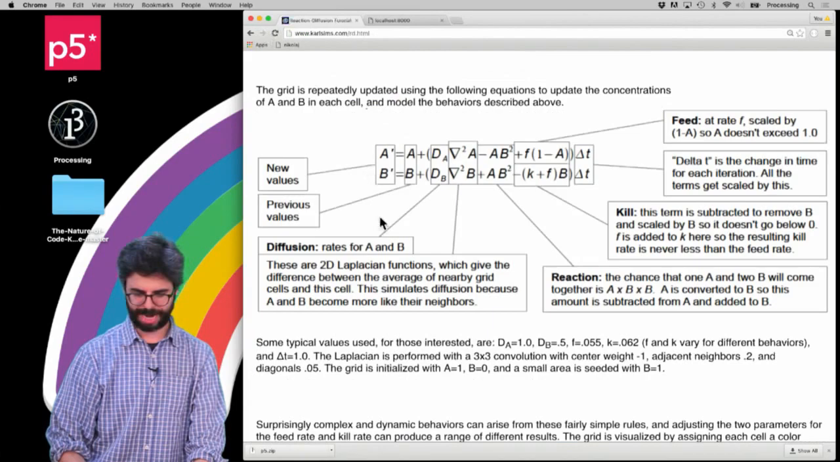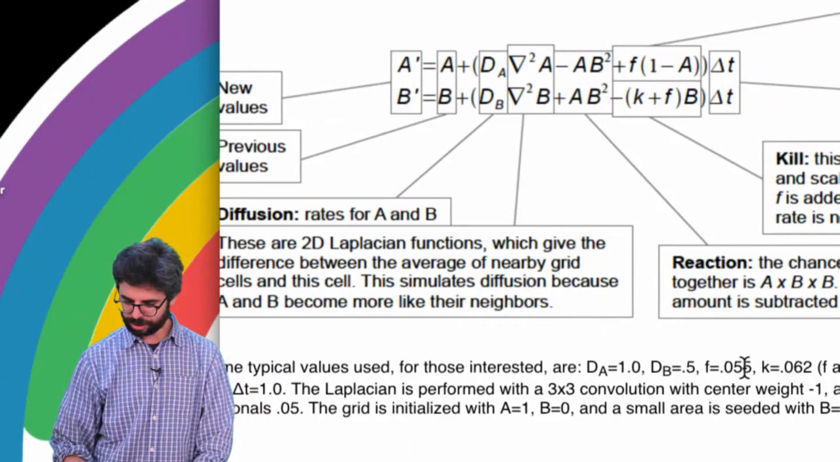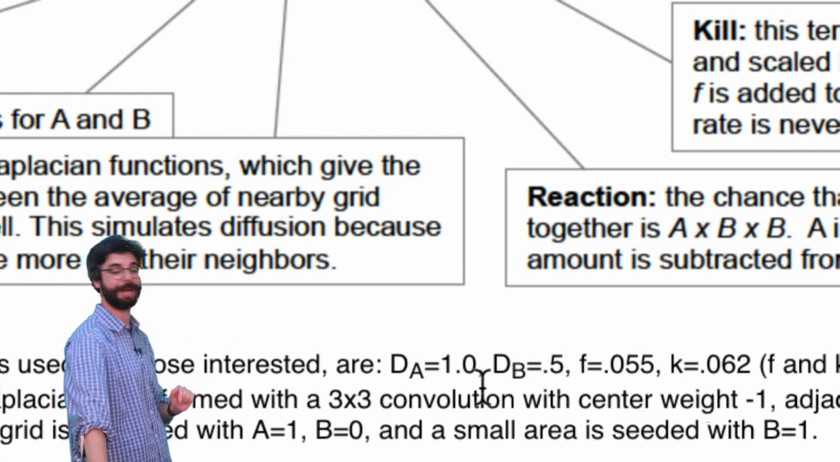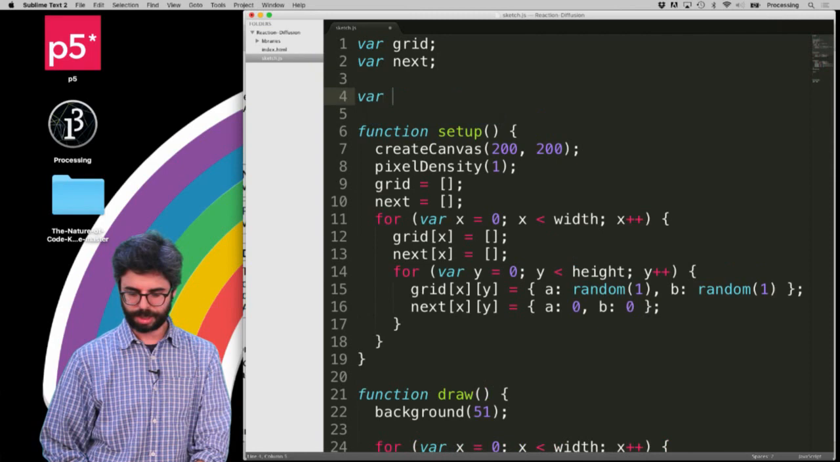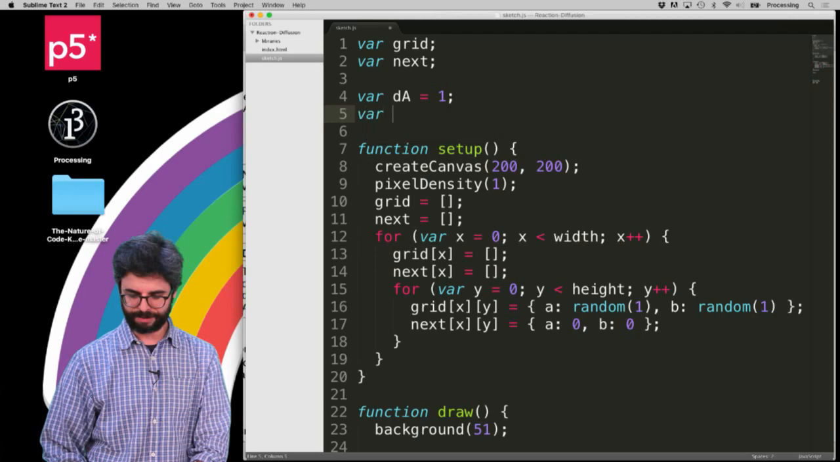So where are those? Here we go. These are some typical values. This, by the way, is something that after you watch this video and use this example, you're going to want to play around with these values yourself or go look up other values. The different values will produce different kinds of results. So diffusion rate of A is 1. So in my code, I'm going to make these global variables. DA equals 1. Let's see what else we got. DB equals 0.5. Diffusion rate for B.